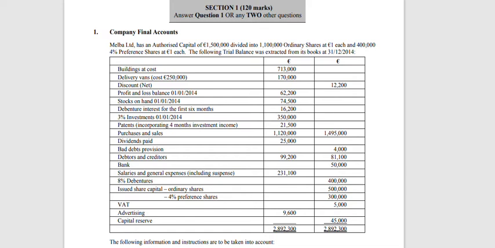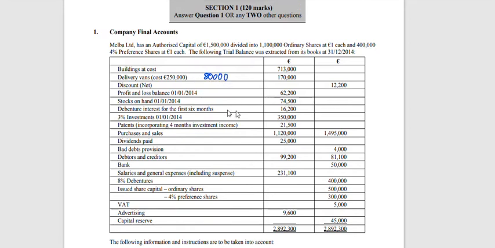So just a few things I always look for in the trial balance. We have buildings at cost, but there's no mention of depreciation. That's unusual, but there's no depreciation. Delivery vans cost 250, net book value 170, so there's going to be depreciation there of 80,000 accumulated depreciation.